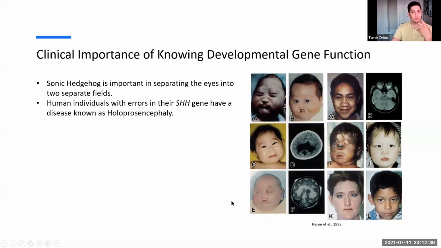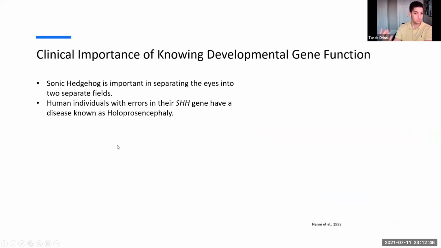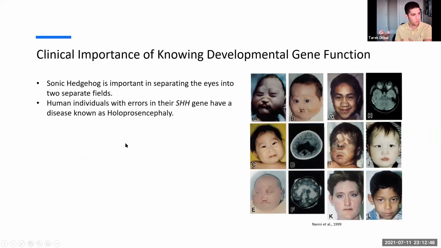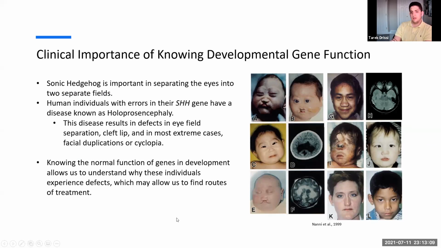And that's because this gene called Sonic Hedgehog that we know is expressed in the head and functions to separate the eyes is destroyed in these individuals. Their gene doesn't work, so they don't make that protein that is required for this. So we get this diseased sort of phenotype for these individuals. It results in defects in eye field separation. We see some people with eyes too close together, eyes too far apart, and severities in between.